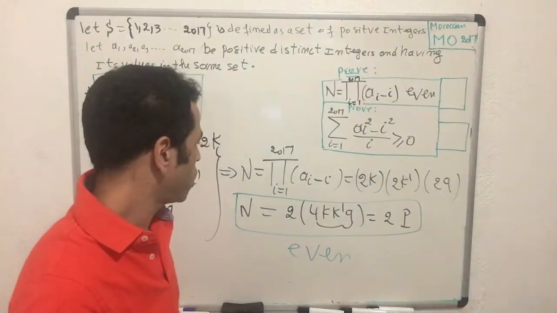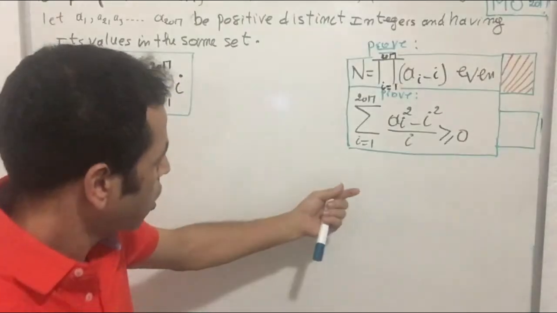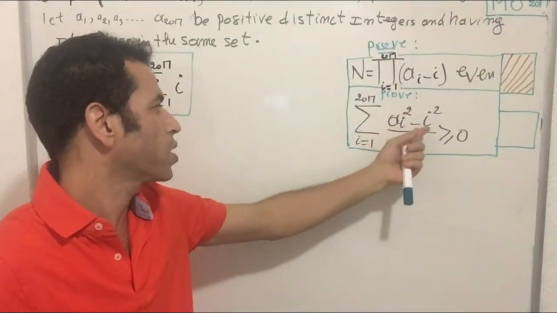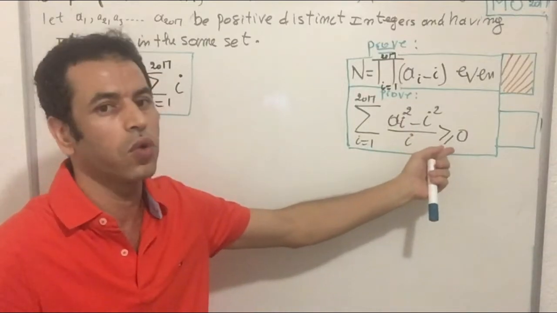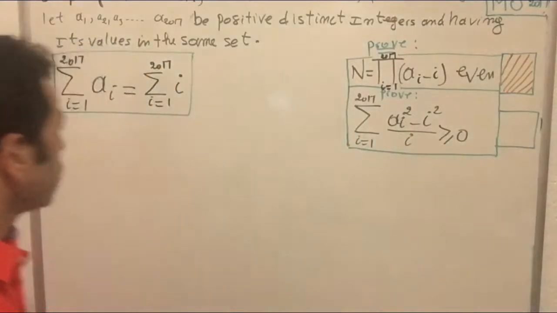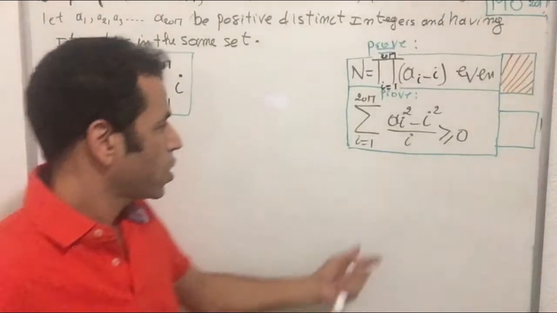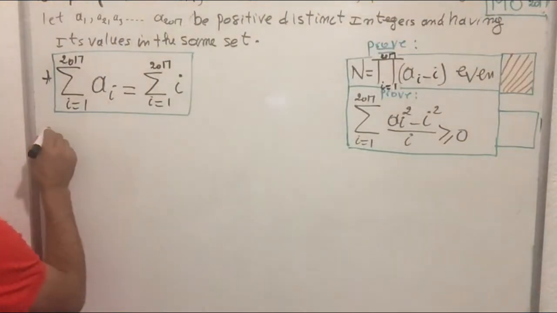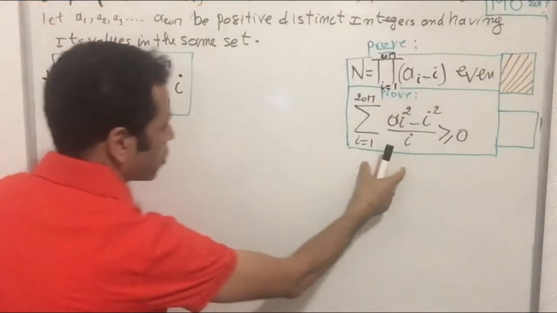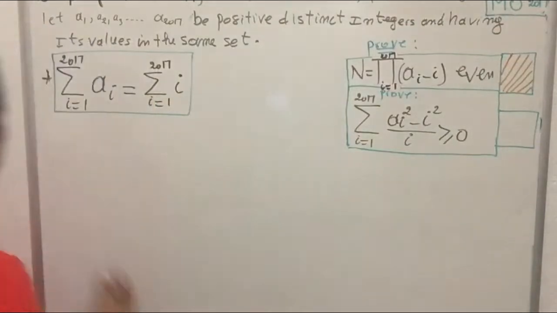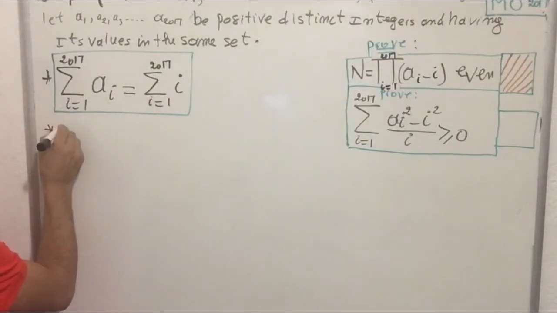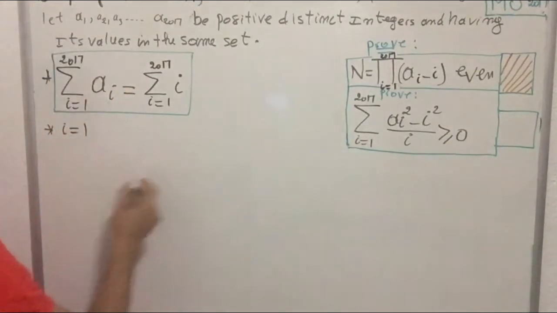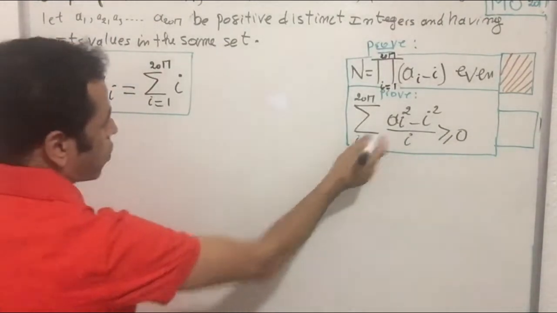Let's move on to the second question. I'm going to prove this: sum of a sub i square minus i square over i superior or equal to 0. So in this case I'm going to use induction as a proof. Let's start by verifying the first term for i equal to number 1, so let's plug in number 1 into this product.